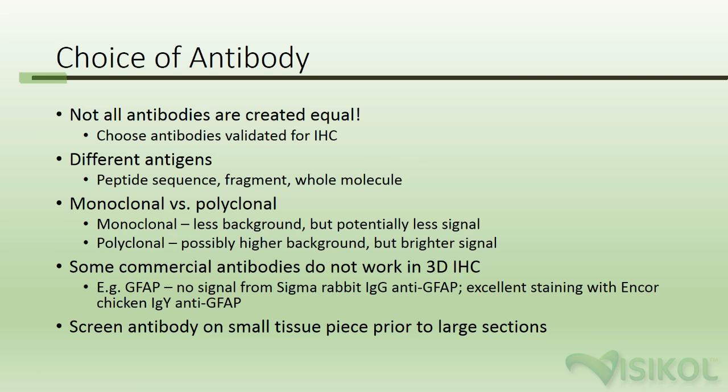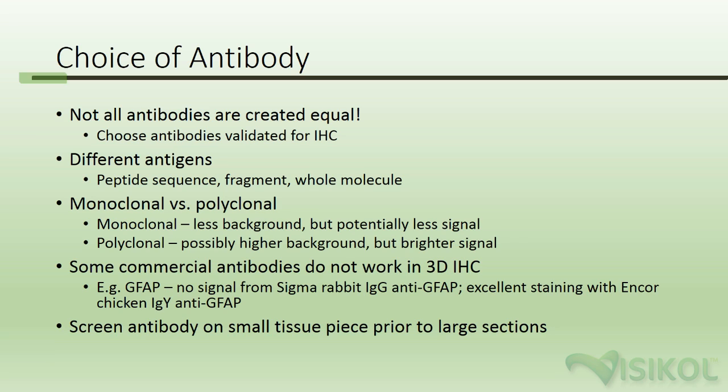Choice of antibody. Not all antibodies are created equal. You must choose antibodies that have been validated for immunohistochemical applications. Different antibodies can be reared using different antigens, which means that some antibodies are reared using the whole molecule of the antigen, whereas some are reared just on peptide sequences or a fragment of that molecule, and of course can yield different results.